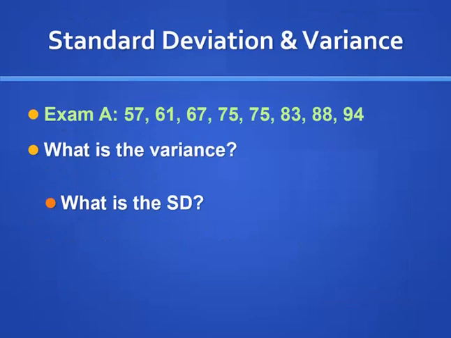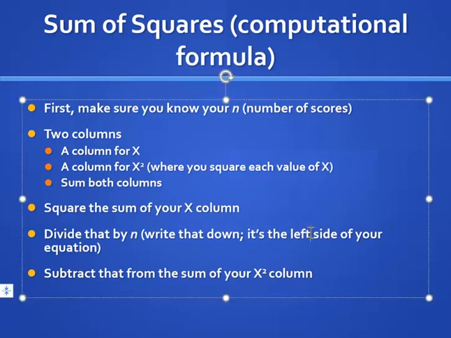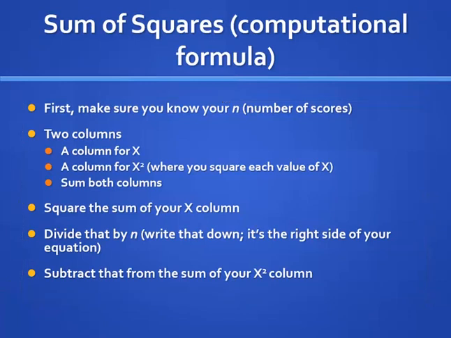So where am I here? Yeah, this is what we did last time. Here we go. Okay. But anyway, once you've done that, you want to take the square of the sum of x column, right? So square the sum of x column. Whatever that is, divide that by n. And now you're going to want to write that down because that's going to be the right side of your equation. There we go. And then whatever that is, subtract that from the sum of your x squared column.